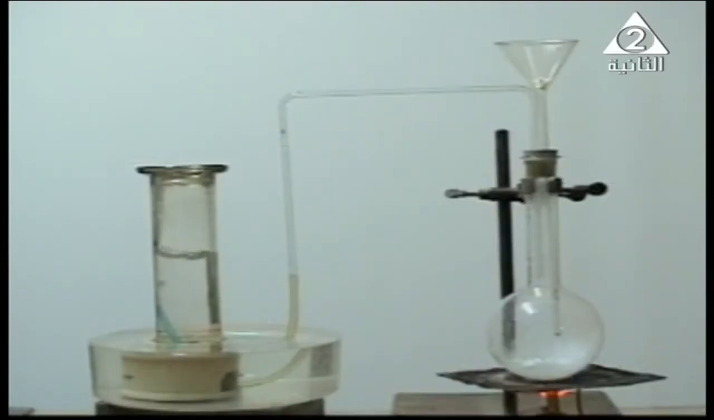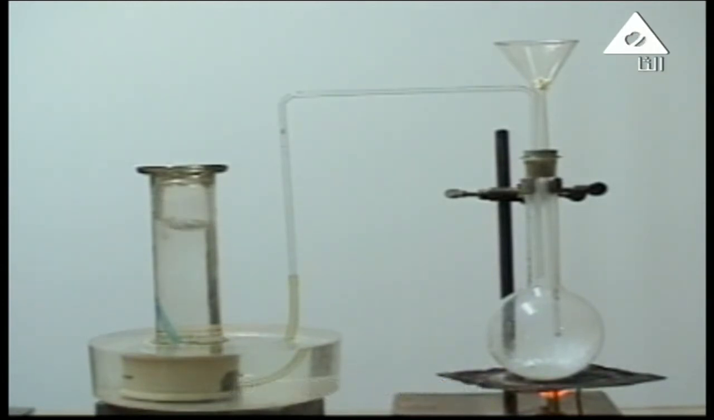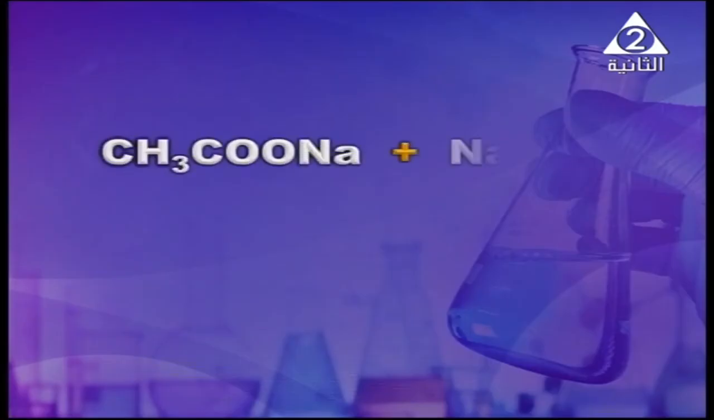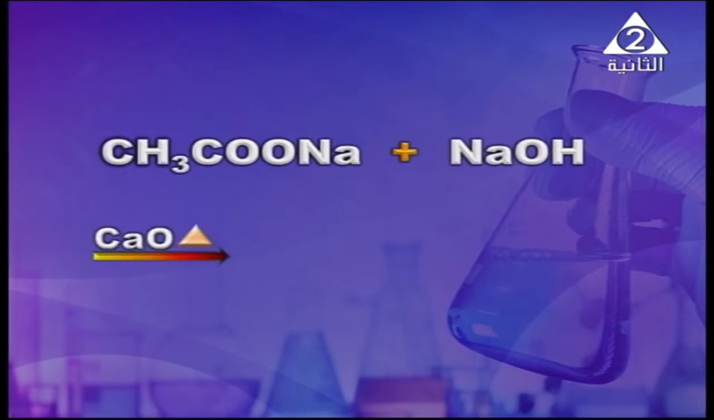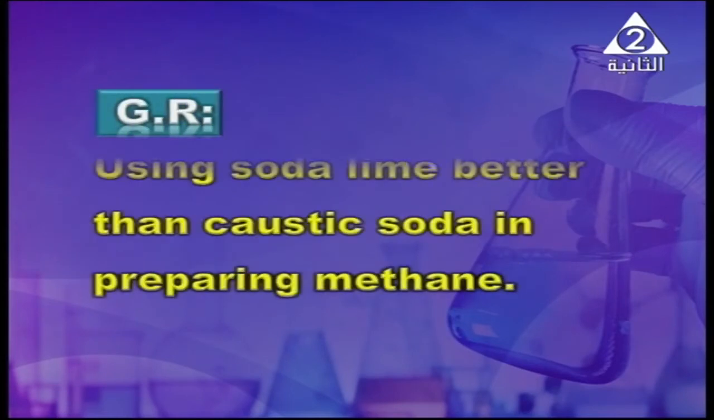Dear students, as shown on the screen, we use a mixture of soda lime and anhydrous sodium acetate. The methane gas is produced and collected over water as it is insoluble in water. As the equation proceeds on the screen, anhydrous sodium acetate plus sodium hydroxide in the presence of calcium oxide, which we call soda lime, by heating gives methane, and sodium carbonate is produced.